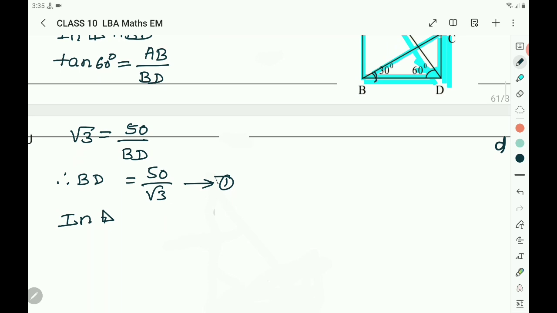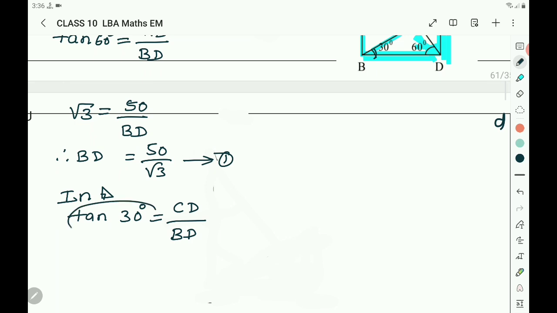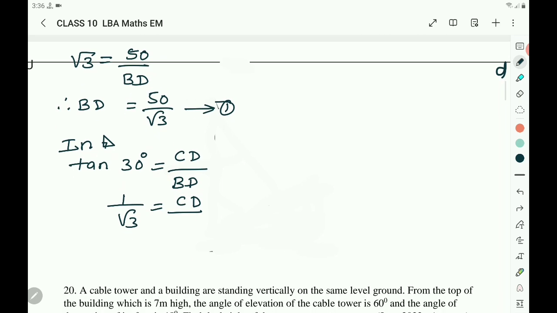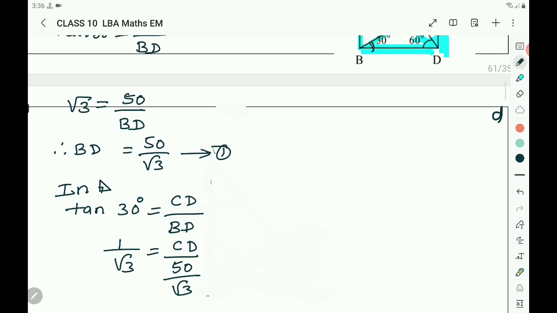tan 30 degree equals opposite side CD by adjacent side BD. What is the value of tan 30? Tan 30 is 1 by root 3, equals CD, which is to be found out, by BD, which is 50 by root 3.